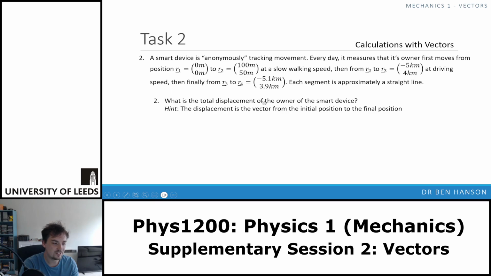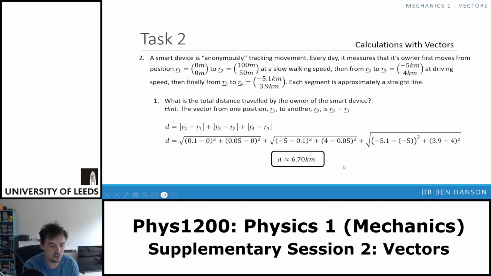What is the total displacement of the owner of the smart device? So displacement is not distance. Displacement is the vector from the initial position to the final position. Not the exact complete path, but just the vector from the start to the end. That's what displacement is. So therefore, the displacement vector is just the final one minus the initial one, which is easy done, because it started at 0, 0, so it's just R4, basically. The magnitude of that is 6.42 kilometers.